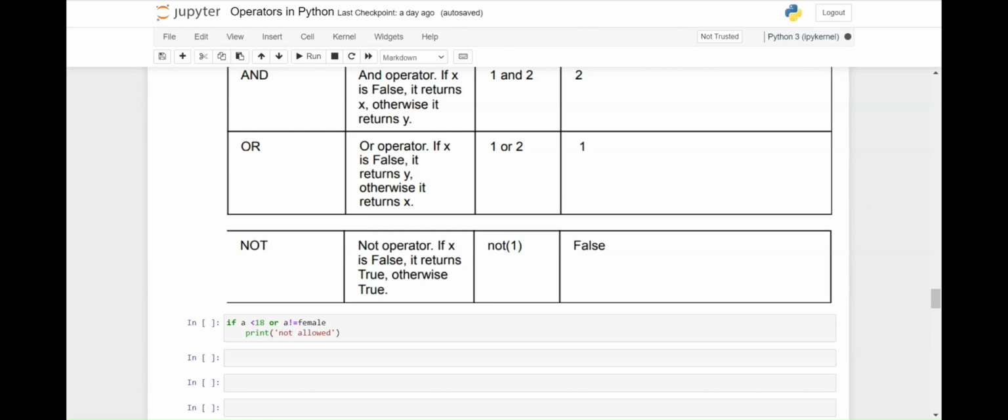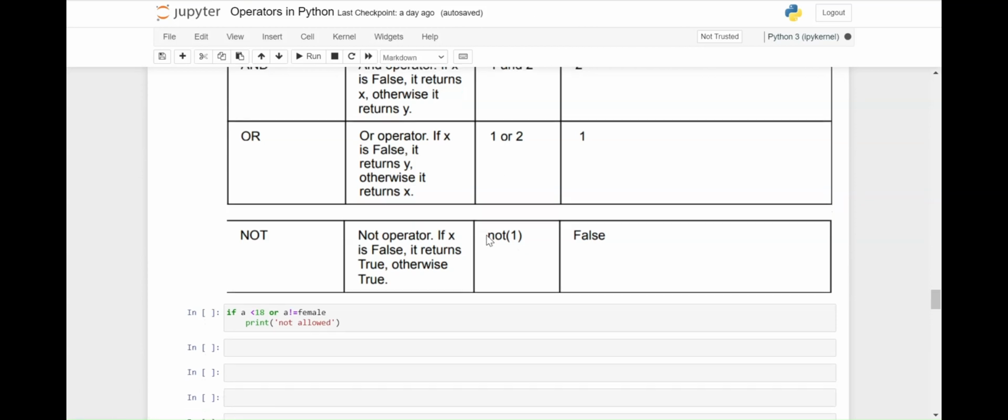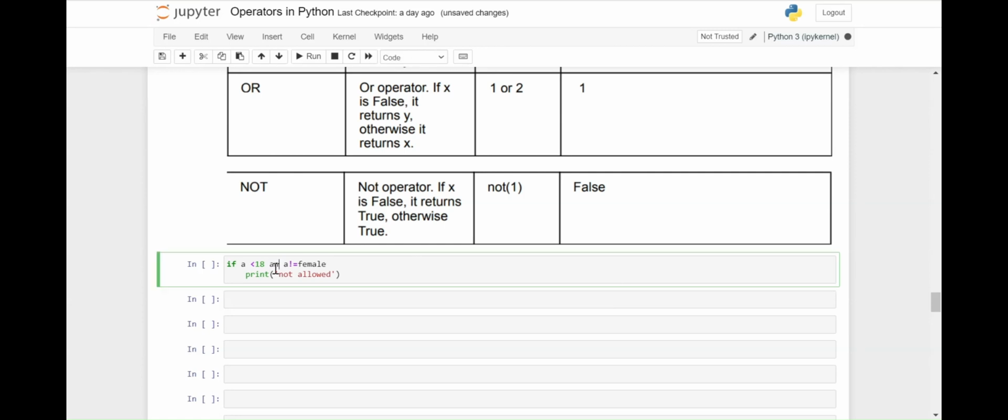So let's understand and. Sorry, I've written or here. And means both the conditions should be true. Whatever the conditions mentioned on the left hand side and the right hand side, both should be satisfied. That means and. If we write or, it means either one of the conditions must be true. Like if only this is true and this is not, it is okay, it is going to work. If both are true, that is also fine, right?